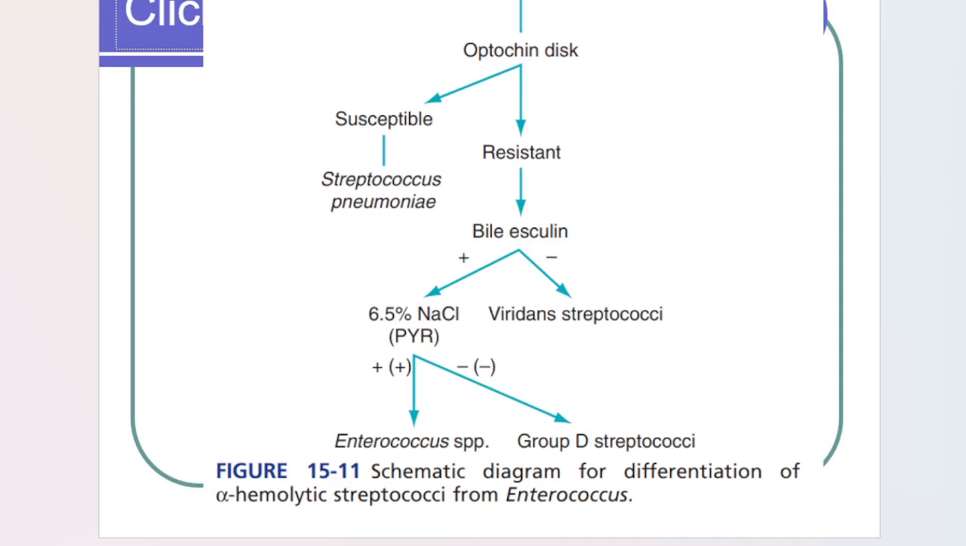In the bile esculin test, if positive, you perform 6.5 NaCl or PYR. If positive there, that is Enterococcus. But if negative, group D. Viridans is negative for bile esculin. Okay? Alpha hemolysis, optochin susceptible, Streptococcus pneumoniae. But if resistant, proceed with bile esculin. If positive, proceed with 6.5 NaCl. If positive, Enterococcus; if negative, group D. If negative for bile esculin, it means that is viridans streptococci.